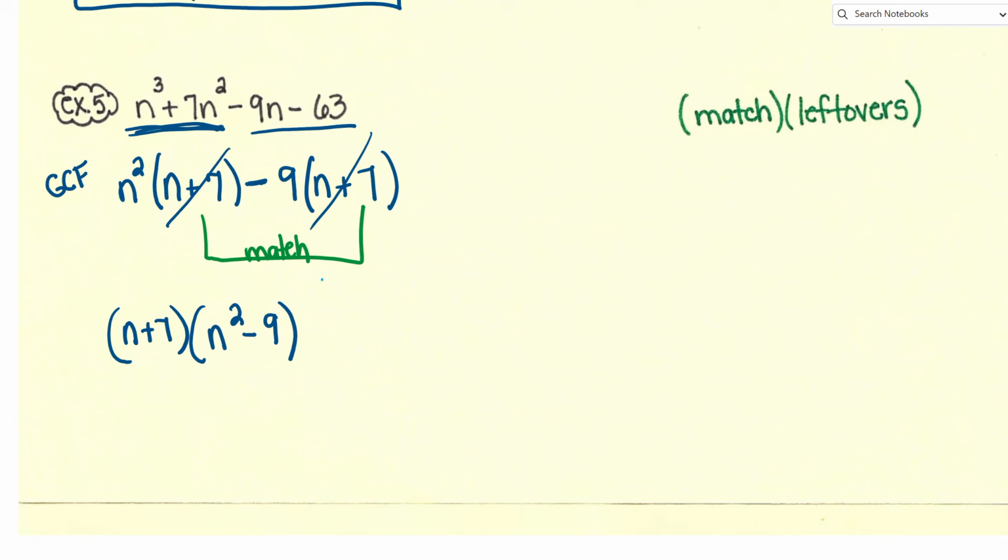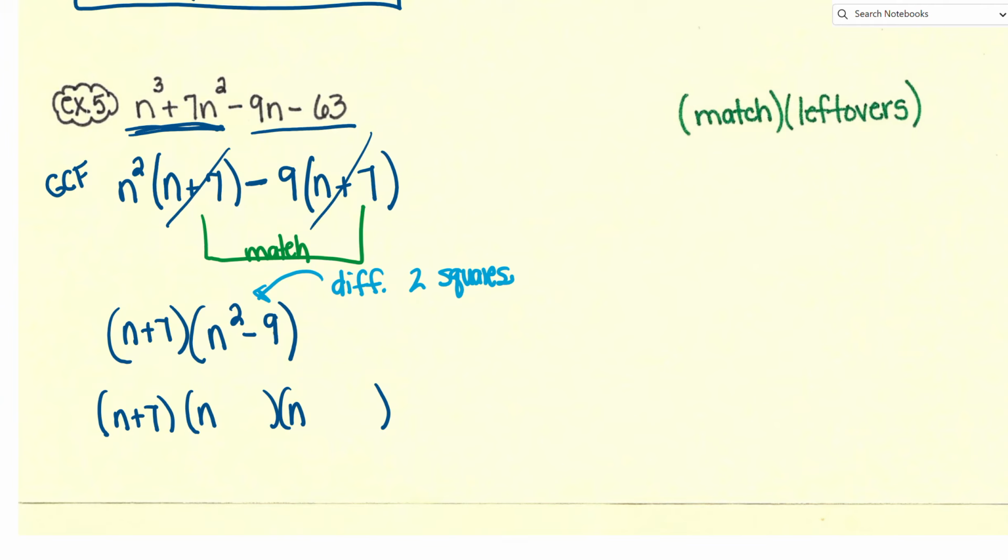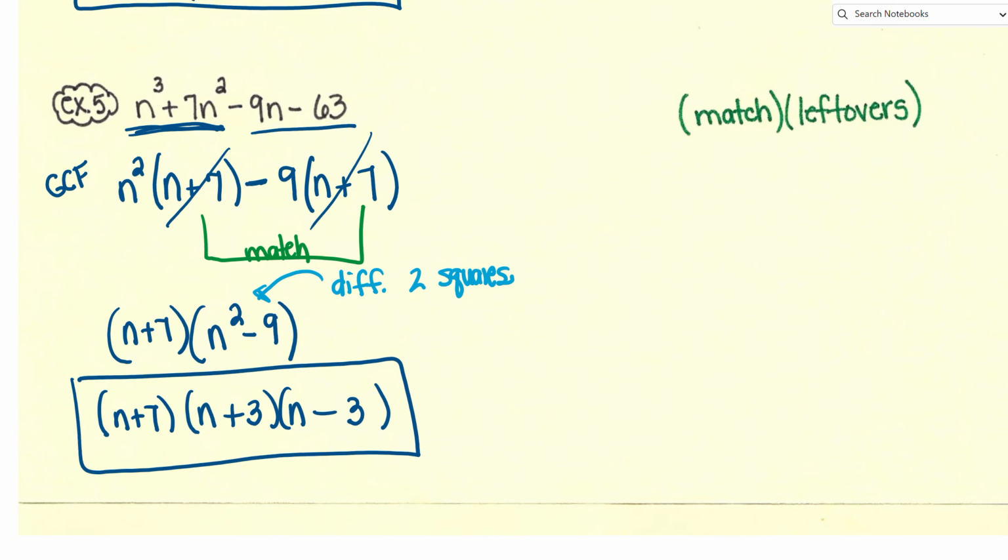And just like before, that's actually a difference of 2 squares. So that means we can factor it more. Bring down your n plus 7. Difference of 2 squares. Whatever do I square to get n squared is n times n. Whatever do I square to get 9 is 3 times 3, and you need to have a plus and a minus. Okay, let's take a look at number 6.